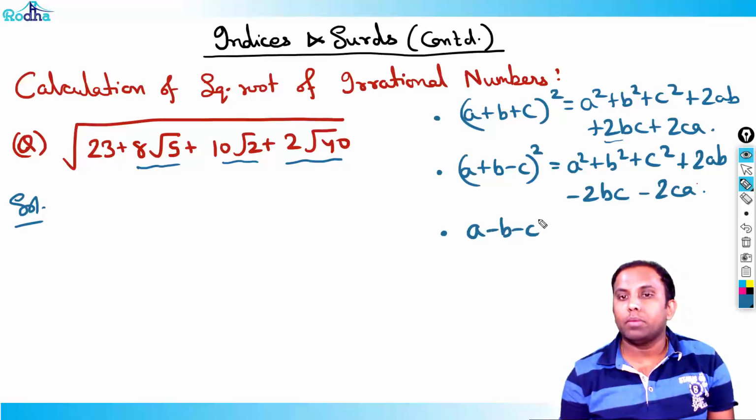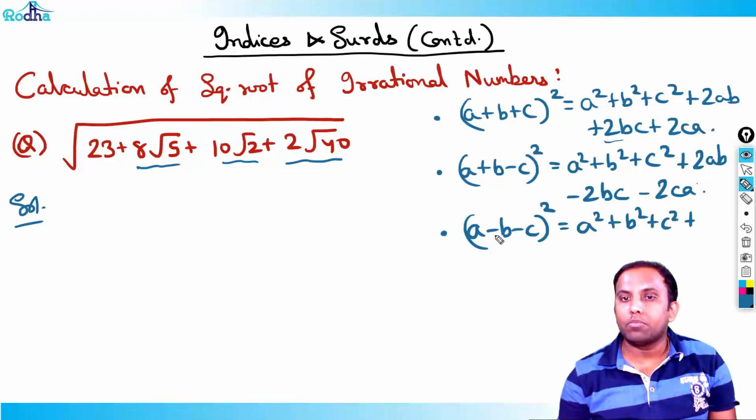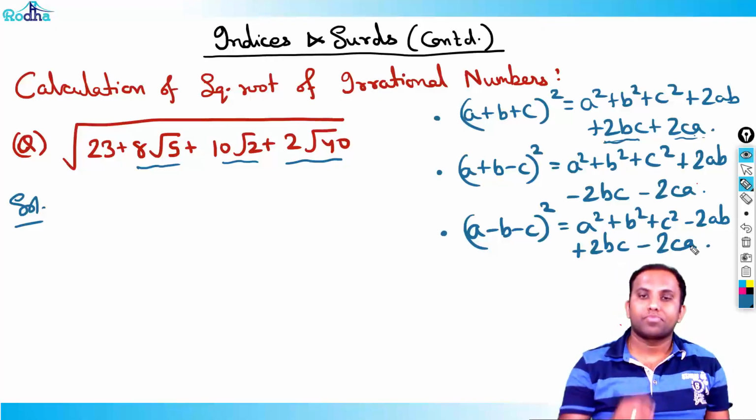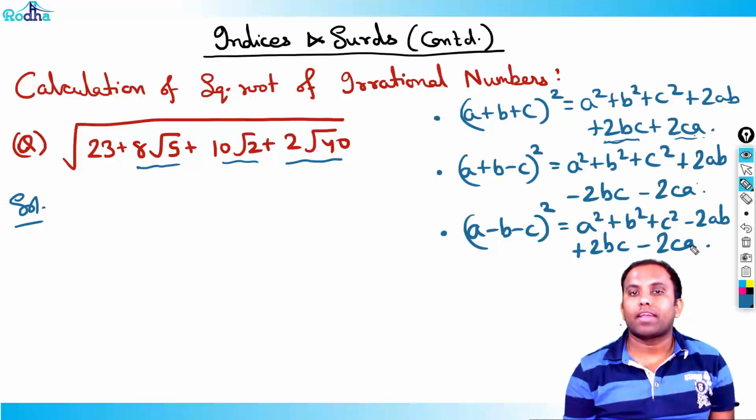Again, if I write (a minus b minus c) whole square, it is correct till here: a square plus b square plus c square, now plus 2ab. In this b is negative, so it becomes minus 2ab. If one term is negative, it becomes minus 2ab. Then plus 2bc. Now b and c both are negative, so minus into minus becomes plus, so it becomes plus 2bc. And then plus 2ca. Here only c is negative, so one term is negative, so it becomes minus 2ca. So this is how we can take care of the minus signs in this identity (a plus b plus c) whole square.